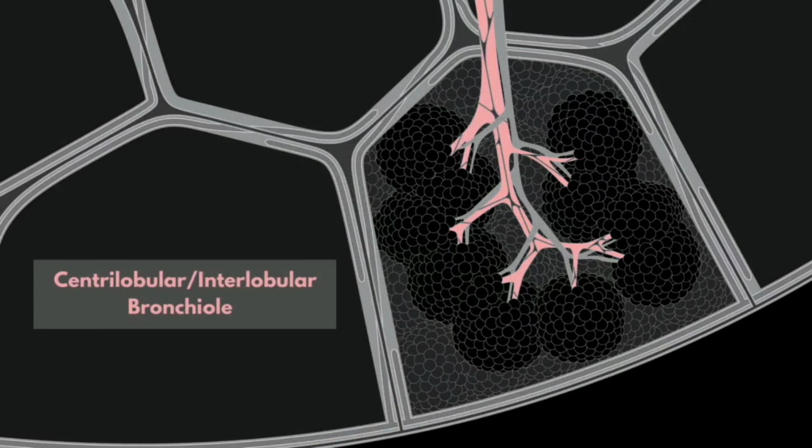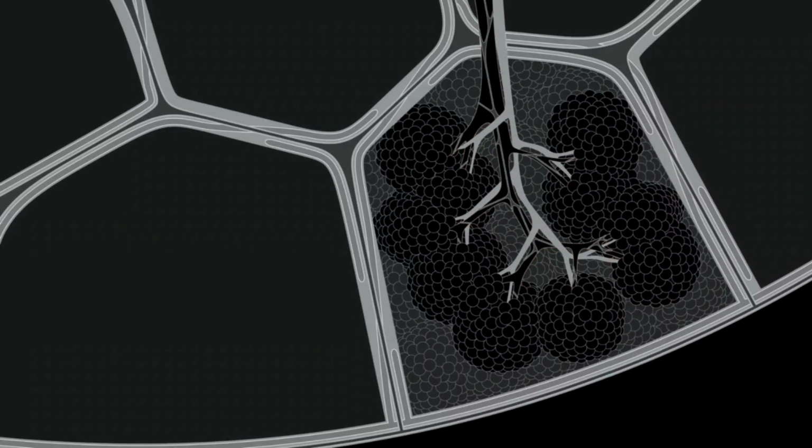The centralobular area tends to be the site of diseases that enter the lung through the airways, such as in respiratory bronchiolitis, central lobular emphysema, and hypersensitivity pneumonitis. You will learn more about central lobular patterns of disease in later videos.